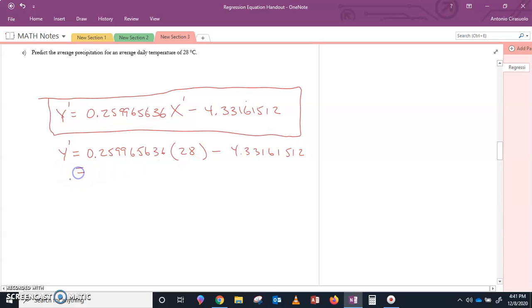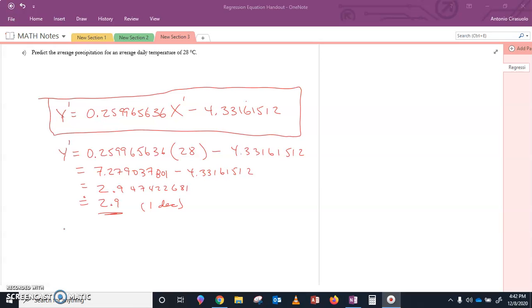And when we do the math, we get the following. And there we go. So we expect that when the temperature is 28 degrees Celsius, the average precipitation is going to be 2.9 centimeters per month. Now, I just realized that I used centimeters, but the units of average precipitation weren't specified, so it's going to be 2.9 units, whatever those units happen to be. I'm assuming that they're centimeters. It could be inches, so just make sure that you use the proper units to answer the question.